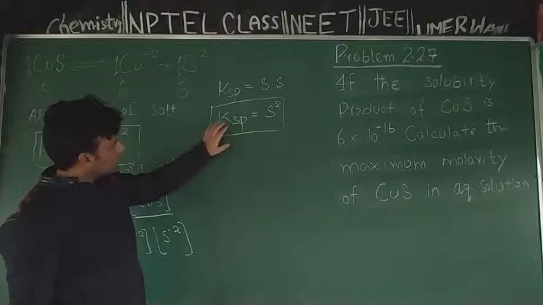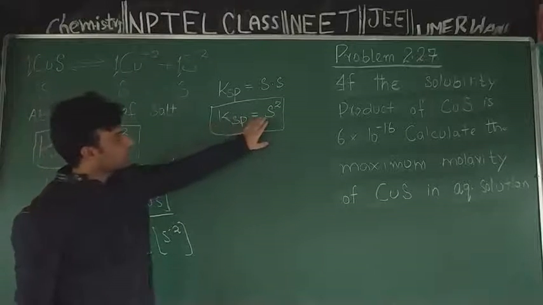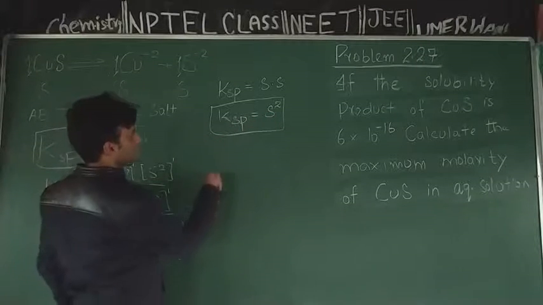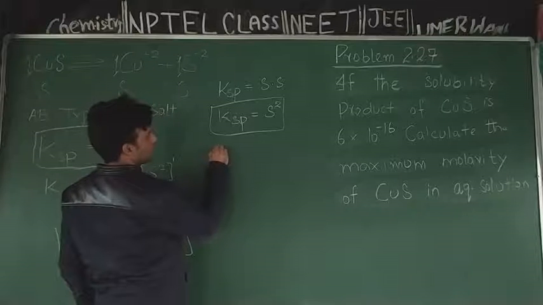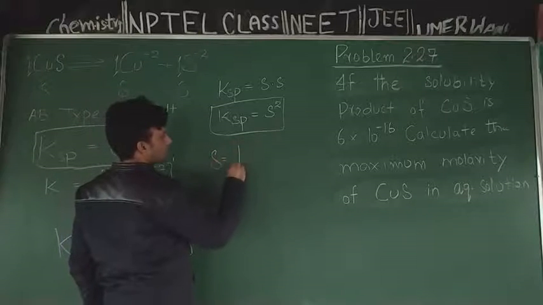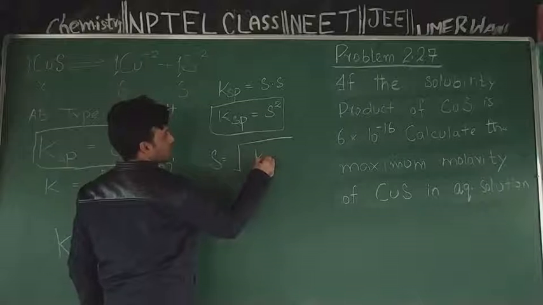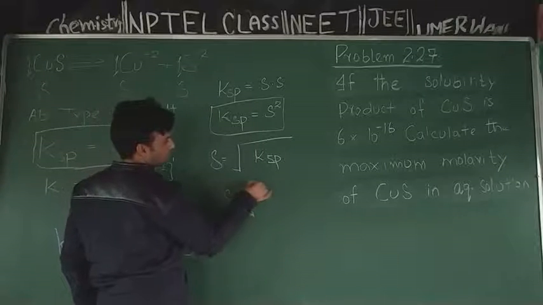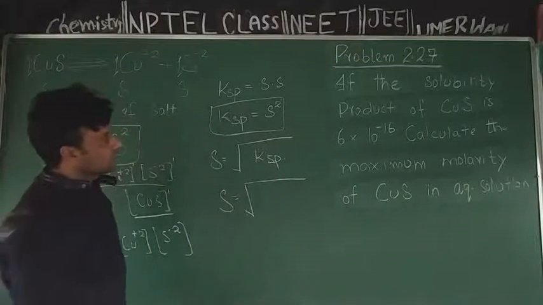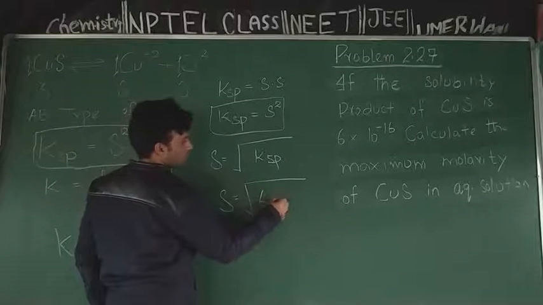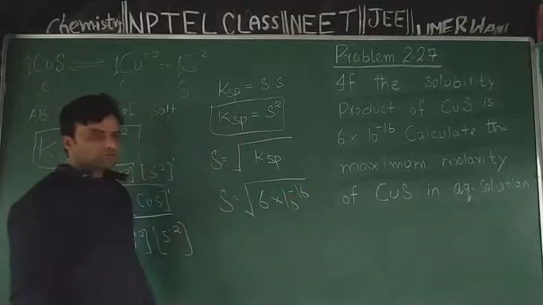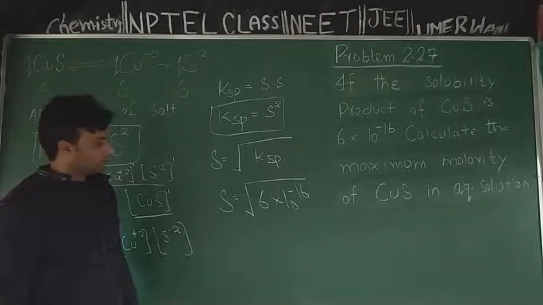Now what can I get from solubility product? From solubility product I can get solubility first. Let me calculate solubility. Solubility will be equal to the square root of the solubility product. And what is the square root of the solubility product? The solubility product is 6 into 10 to the power minus 16. I need to calculate the square root of this in order to get solubility.